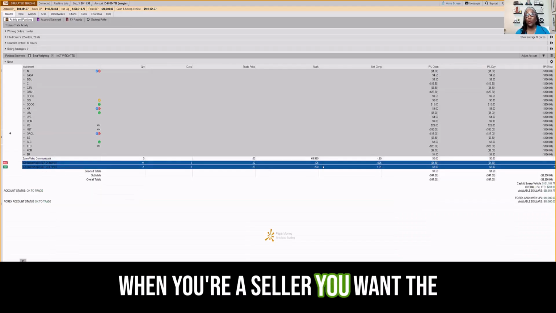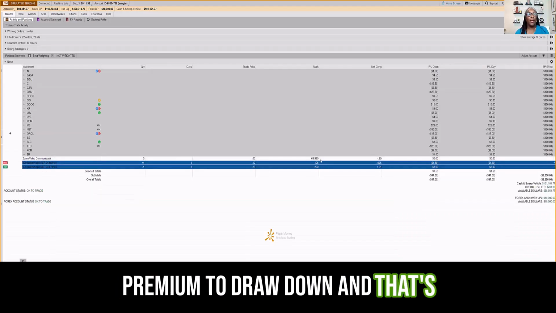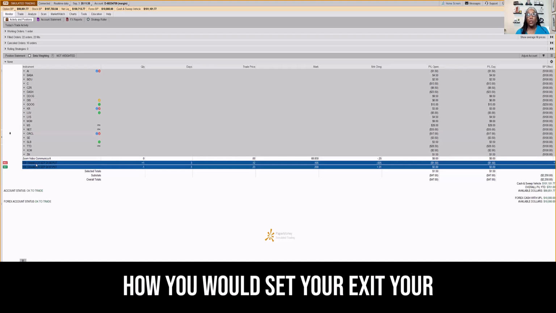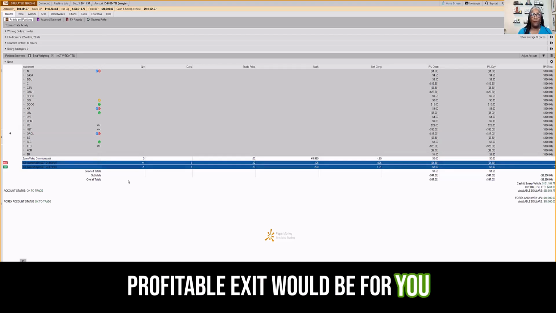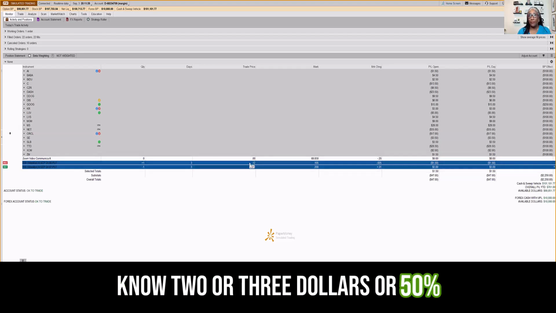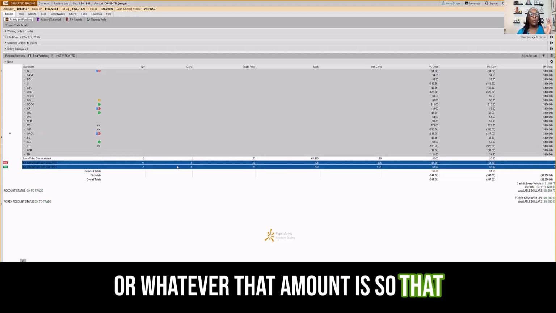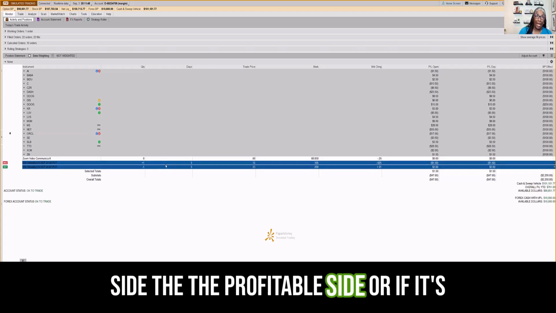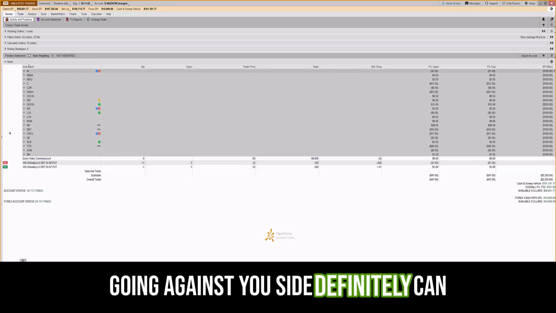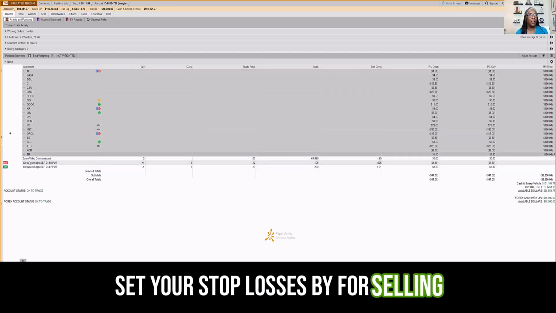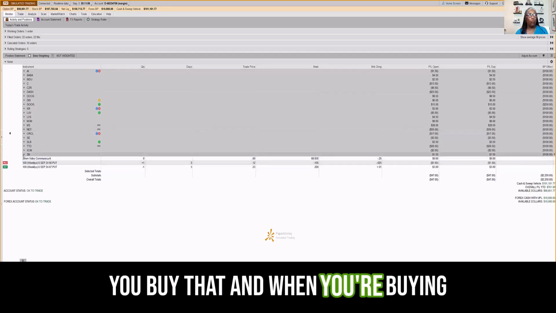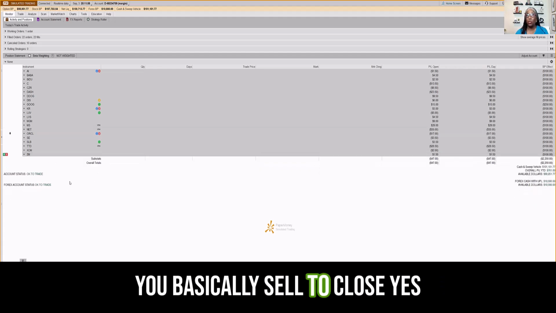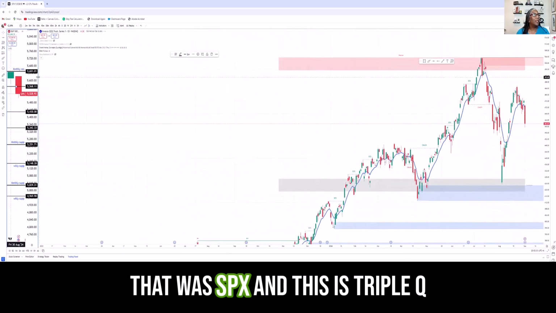When you're a seller, you want the premium to draw down, and that's how you would set your exit. Your profitable exit would be for $2 or $3 or 50% or whatever that amount is. So that works on both sides. If you're selling contracts, you buy back on either side, the profitable side, or if it's going against you. You definitely can set your stop losses for selling, you buy back. And when you're buying, you basically sell to close. Yes. That was SPX, and this is triple Q over here.